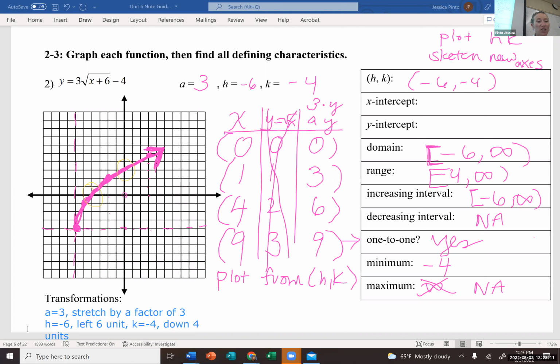Questions on the transformations? Wouldn't X just be -6 and Y be -4? No. Those are the H, K. That's where we begin our function. The intercepts are associated with 0. So we're going to do the work for those right now. They take up quite a bit of work. So if there are no questions on what we have, I'm going to erase everything. Are we ready to go?